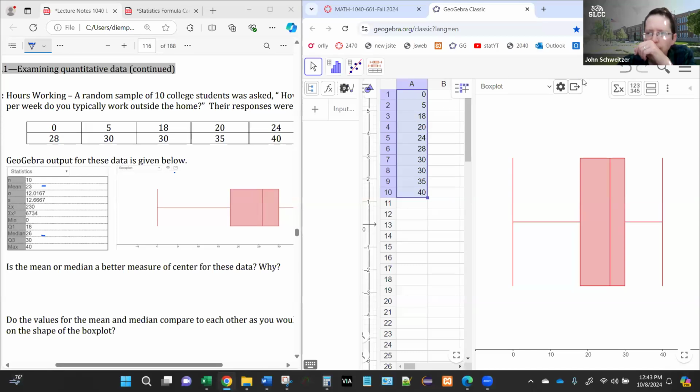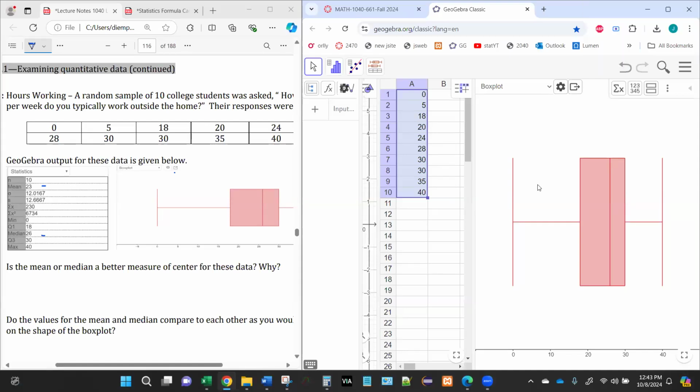Before we calculate mean and median, well, we can see them right there. But if we look at that box plot, what would you guys say? Is that a left skewed or a right skewed or a symmetric distribution? Would you guys say right skewed, left skewed, or symmetric here?